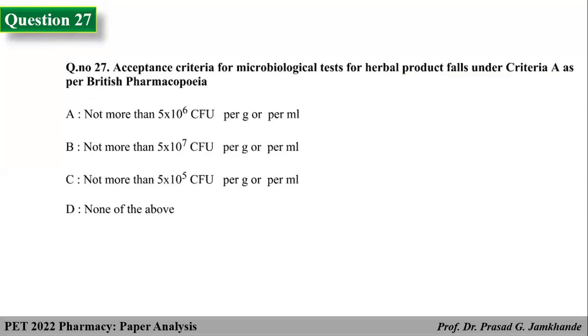acceptance criteria for microbiological test for herbal products falls under criteria A as per British Pharmacopoeia.